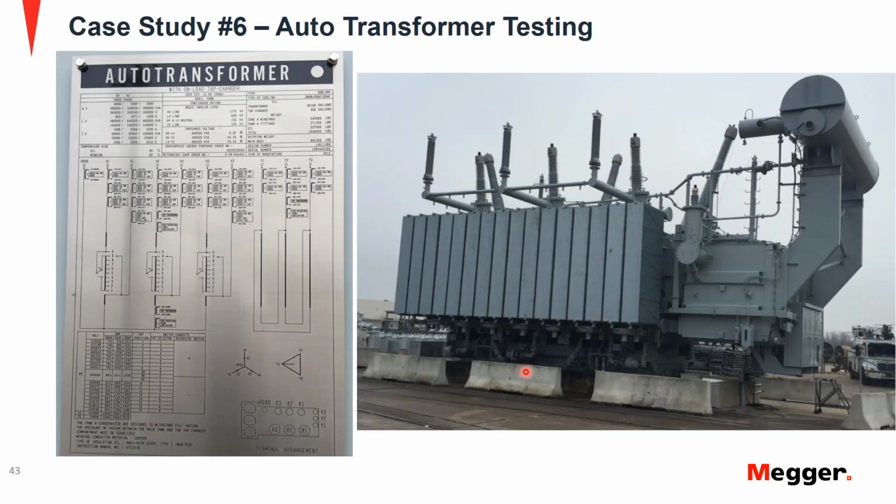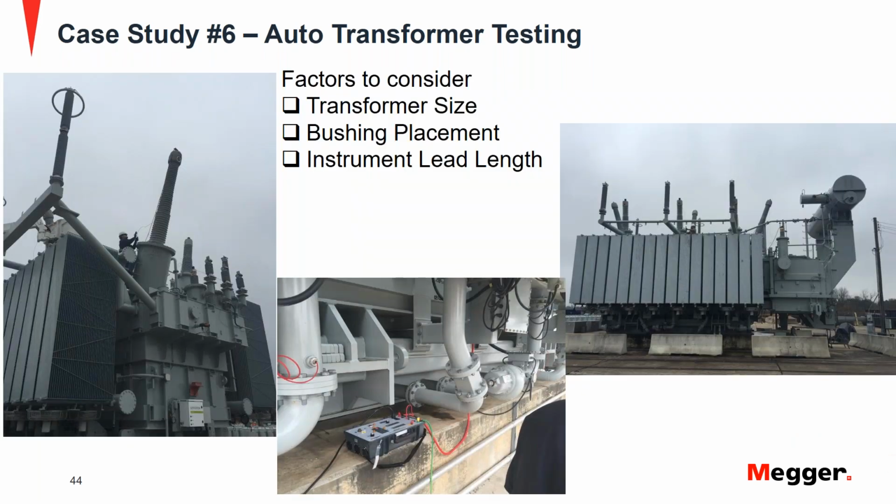So considering the rating of this transformer, we had some interesting thought processes that we had to put together while testing for winding resistance. So some of the factors we considered was the transformer size, the transformer rating that was involved. This was a pretty high rated transformer. And in addition to that, in order to make effective connections to all of our windings, we needed to know the bushing placement for the transformer, which we just saw in the previous slide. And in addition to that, we also wanted to make sure that we were using the right leads and we were able to reach all the proper locations on the transformer.